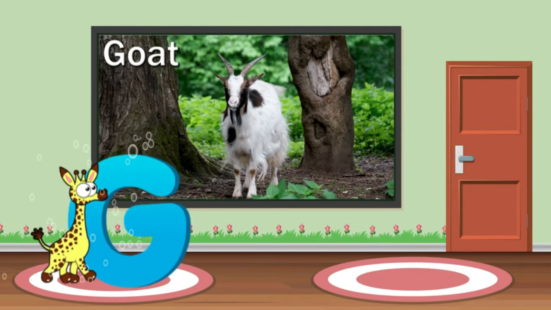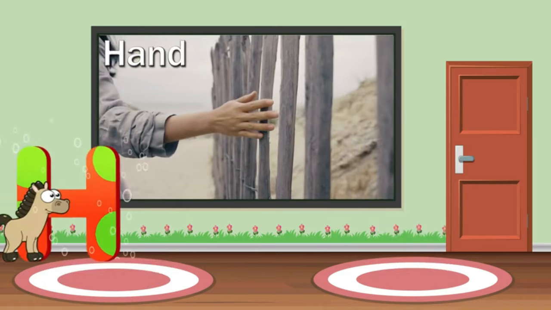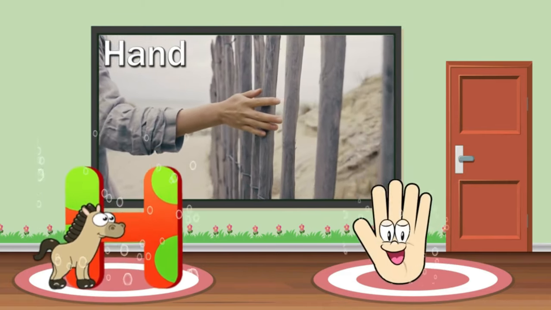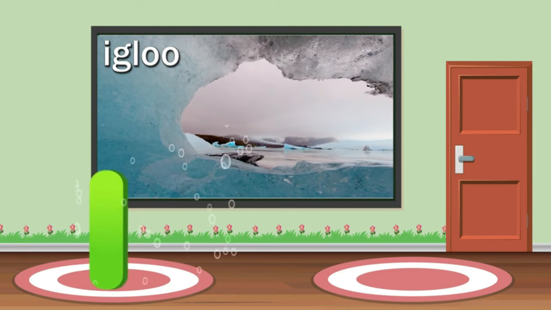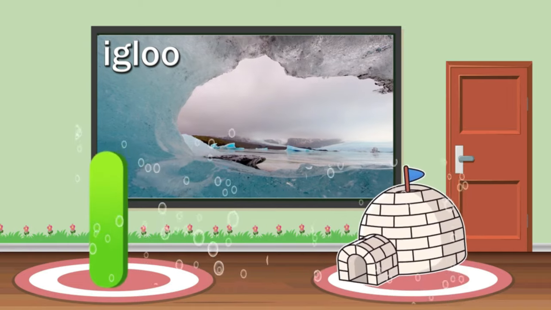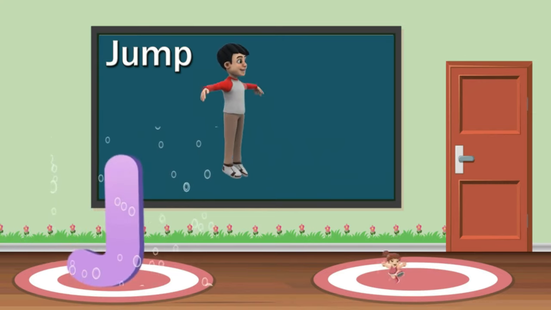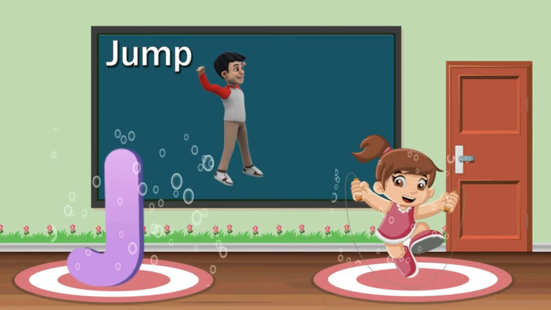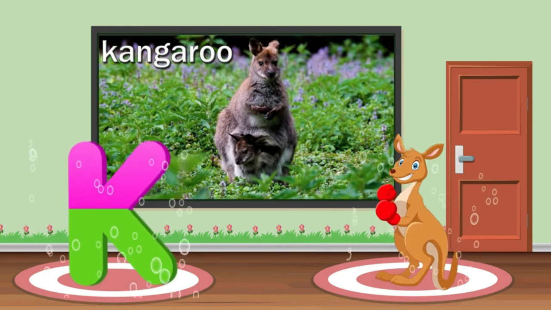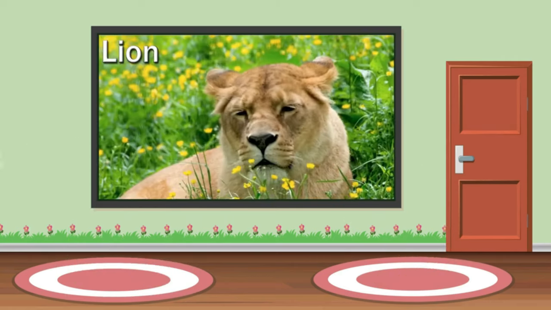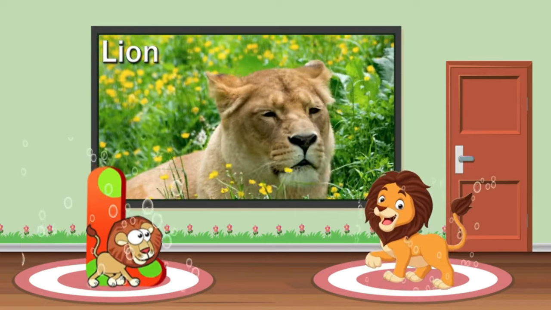G is for goat, goat. H is for hand, hand. I is for igloo, igloo. J is for jump, jump. K is for kangaroo. K, k, kangaroo. L is for lion. L, l, lion.